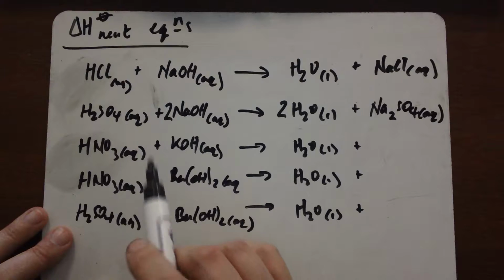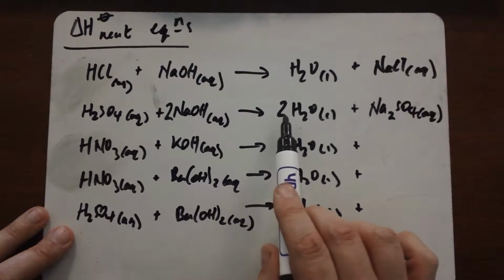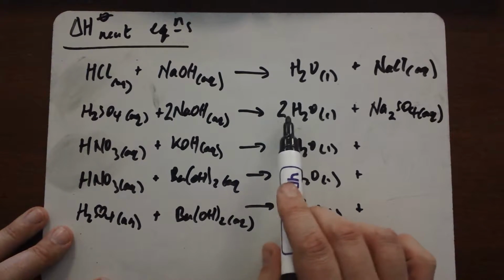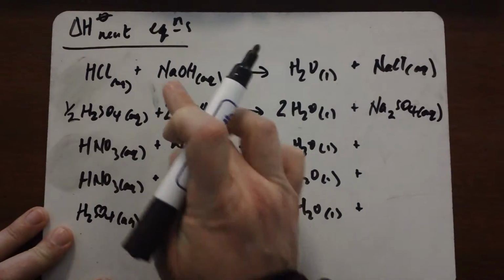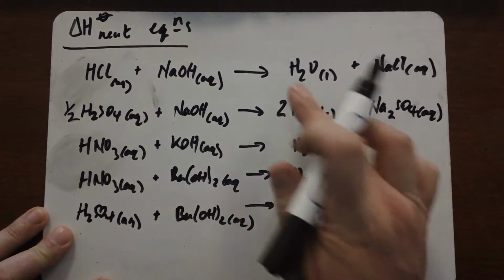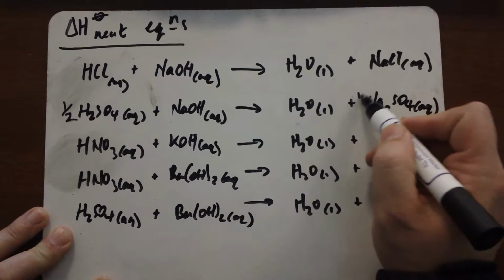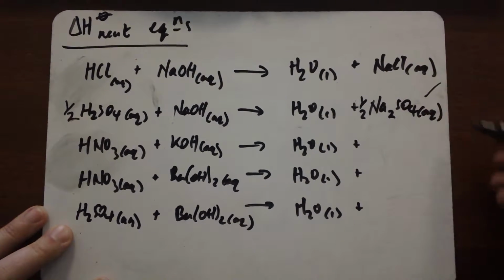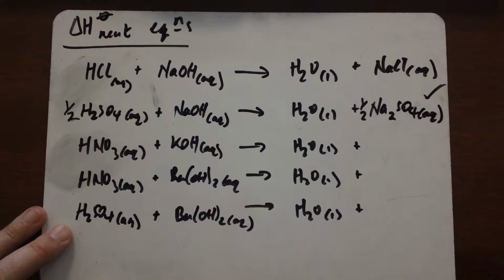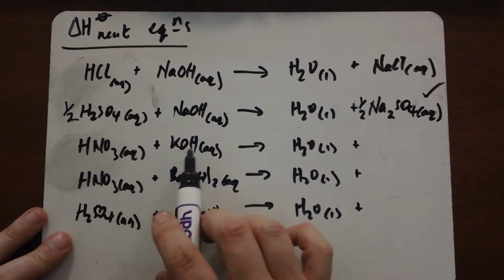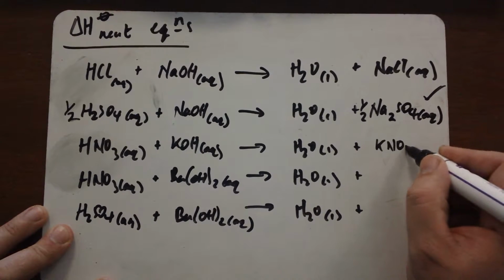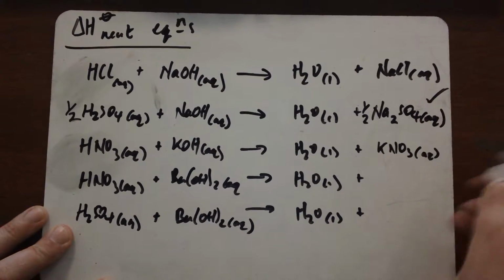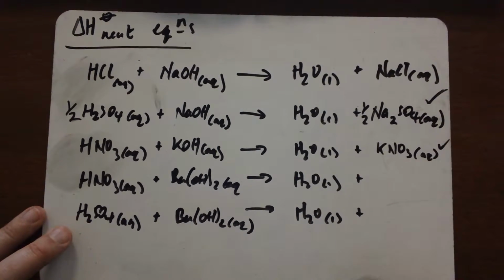Now the problem is that, by definition, this needs to be 1. So we need to halve everything in the equation. So we have half of that, half of 2 is 1, half of 2 is 1, and we need half of that, and that becomes the correct equation that we need. Next one, monoprotic, monobasic, nice and easy. So we're left with KNO3 aqueous and 1 mole of water produced.